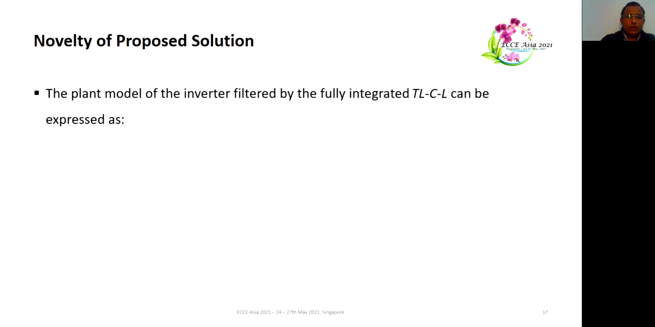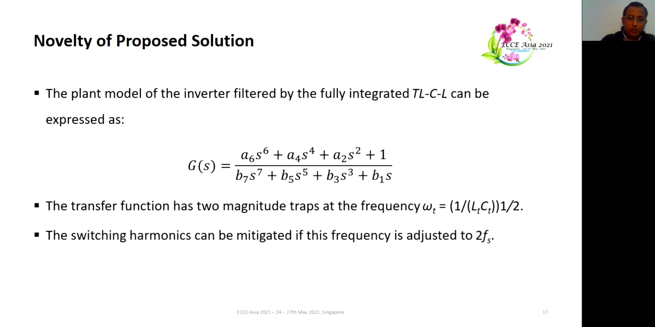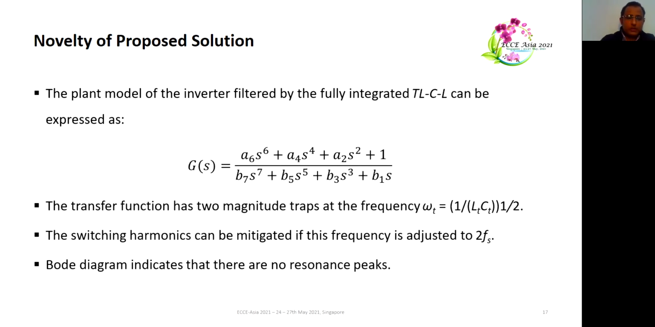The planned model of the inverter filtered by the fully integrated TLCL filter can be expressed as the following. From this transfer function, we can see that this transfer function has two magnitude traps at the frequency omega t. The switching harmonics can be mitigated if this frequency is adjusted to double switching frequency. Both diagrams indicate that there are no resonant peaks.